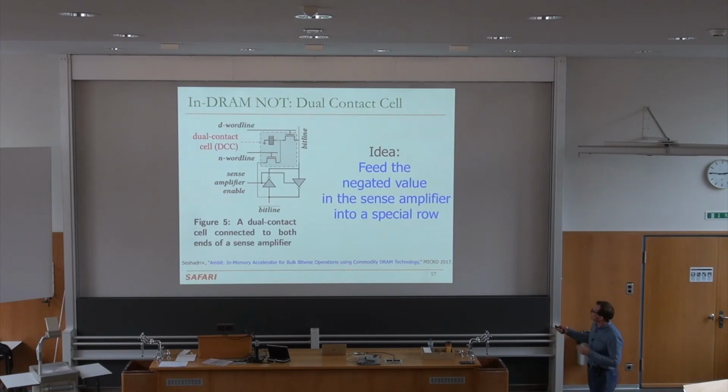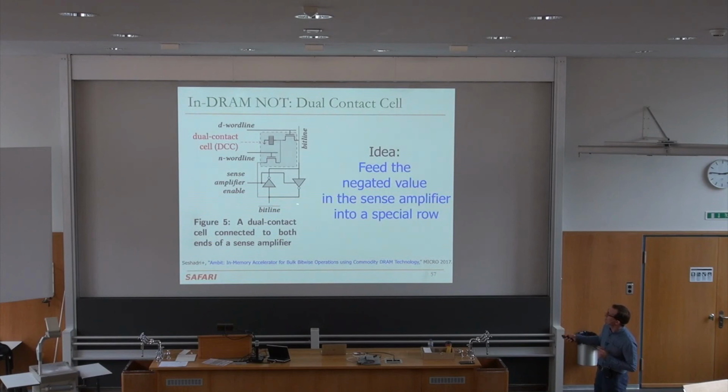Basically, the high-level idea is we want to feed the negated value that you've already sensed. So you activate a row. The row is inside the sense amplifier. And the complement of the row is also inside the sense amplifier, complement of that bit. And we want to connect that back into the subarray to some other row, let's say. And how do we do that? Basically, this is how we do it.